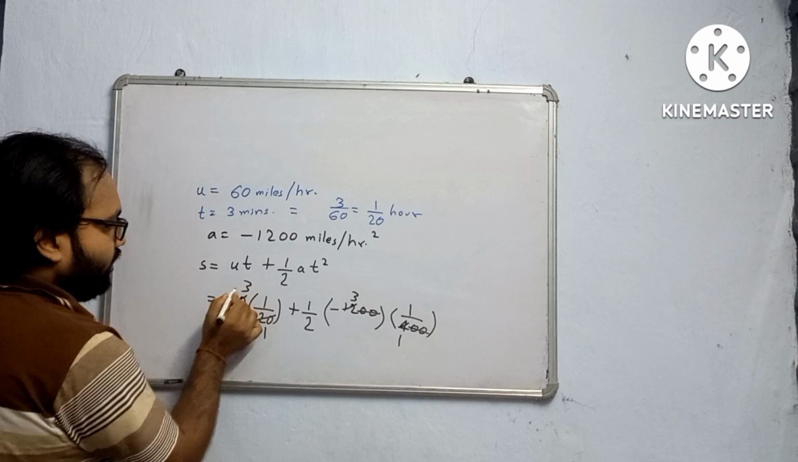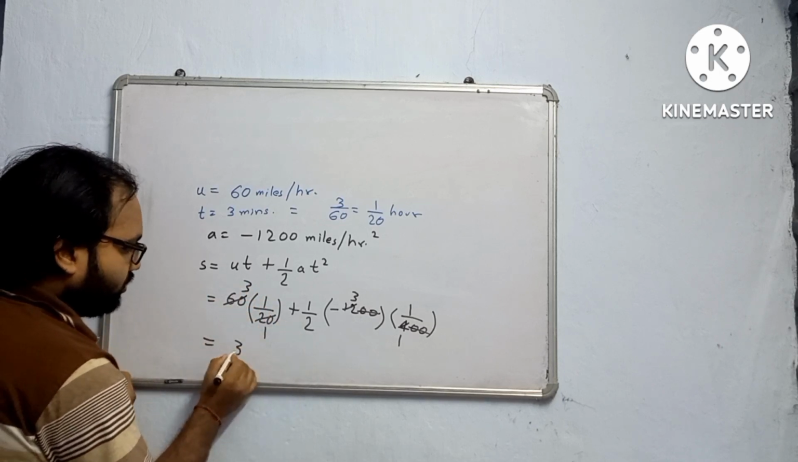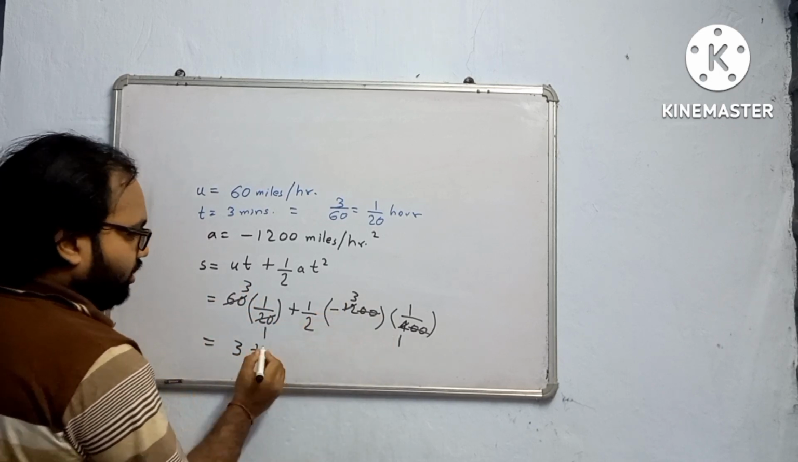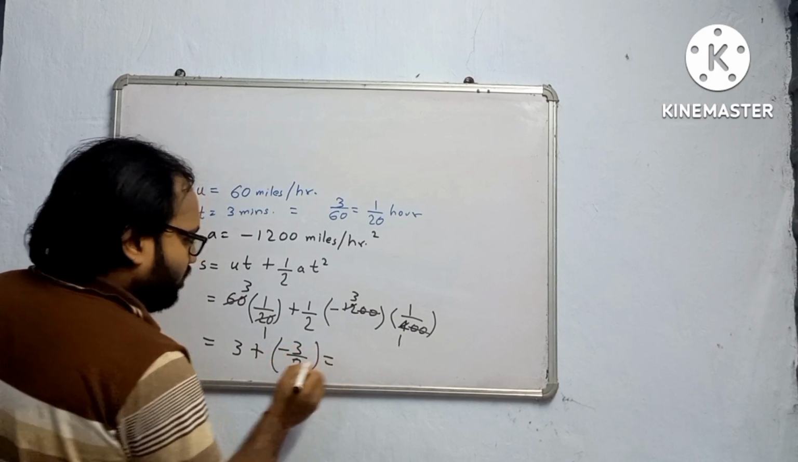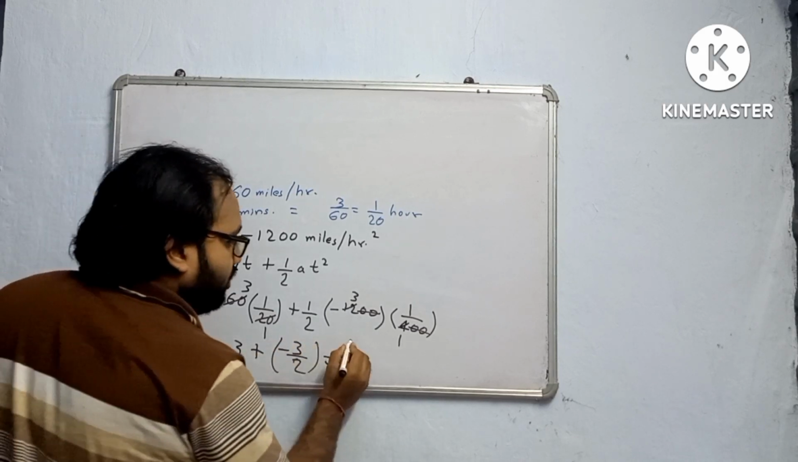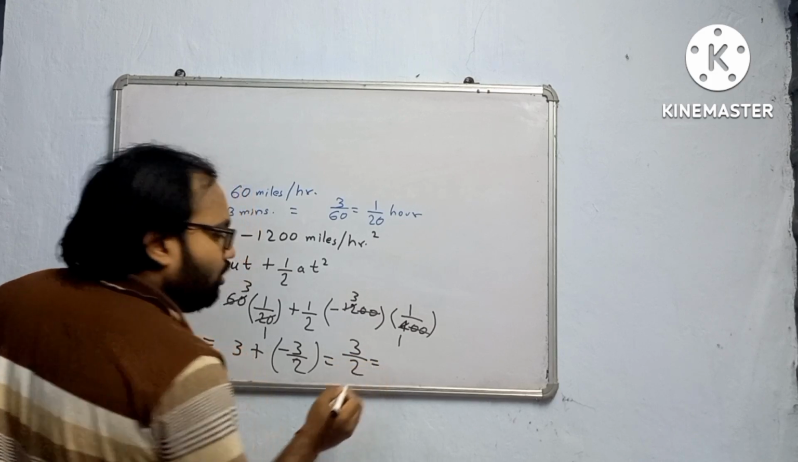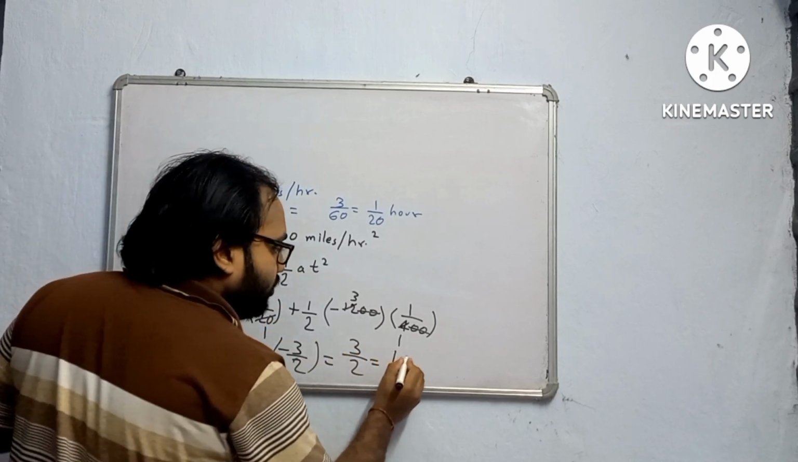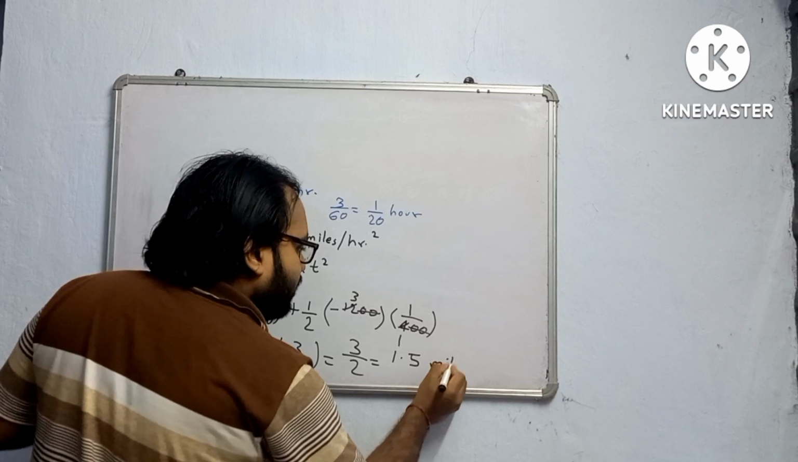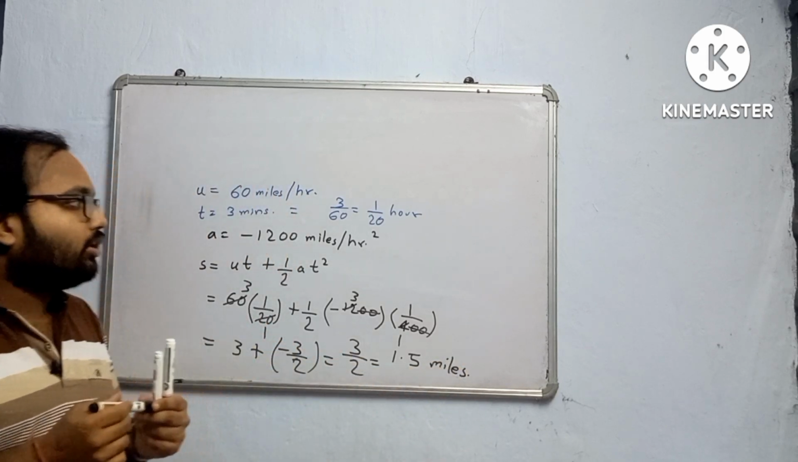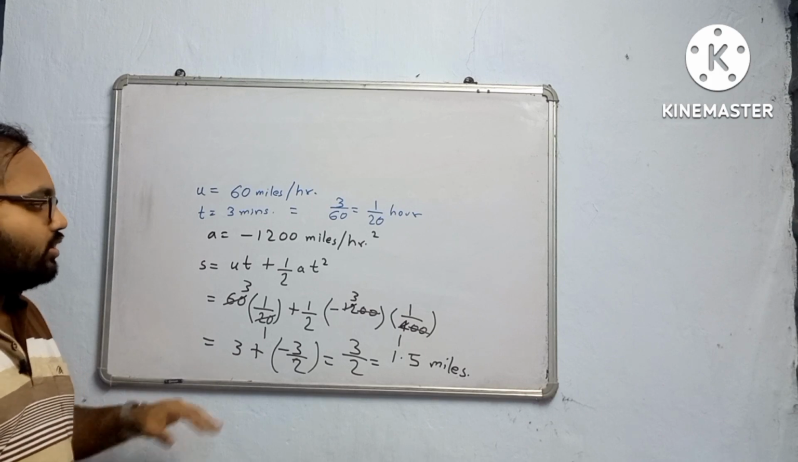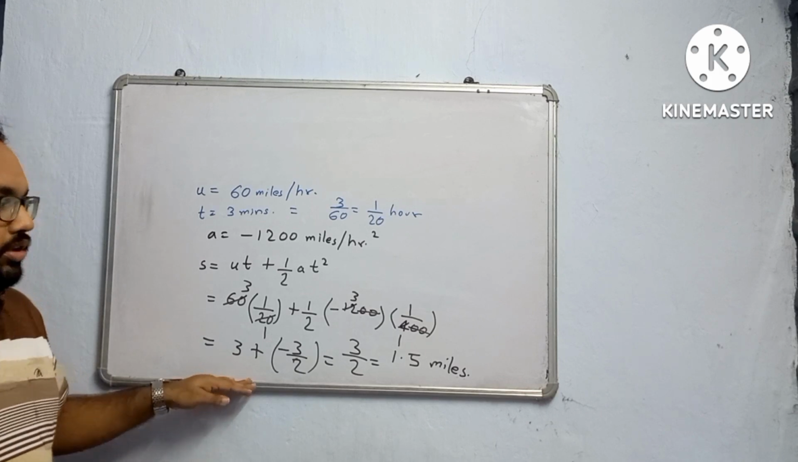2 1s are 2, 2 3s are 6. So 3 plus minus 3 by 2. How much will it become? 3 minus 3 by 2 will become 3 by 2, that is equal to 1.5, and our unit that we have taken is miles. So 1.5 miles it will travel before coming to rest. This was the answer for this question.